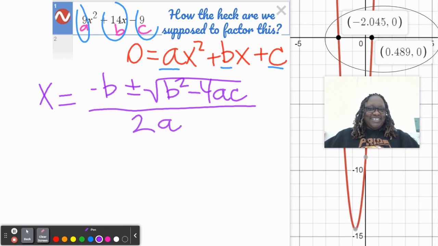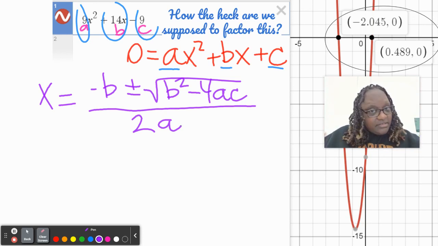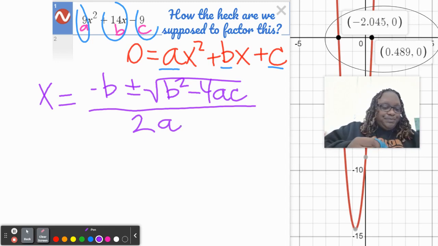Okay, just take a second to look at it. This is a lot. But this is the formula, and it works every time, as long as the function is in standard form, we know what A is, we know what B is, we know what C is. We identify it. So let's try it out for this function.